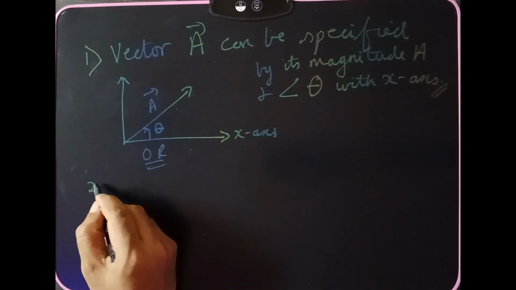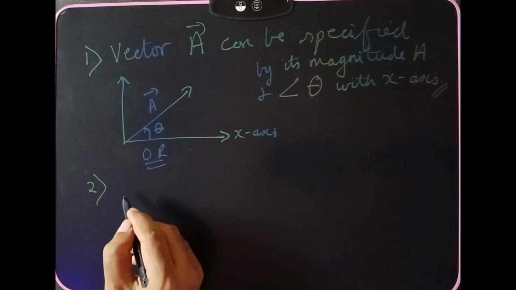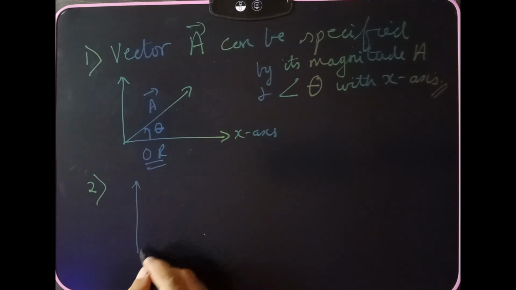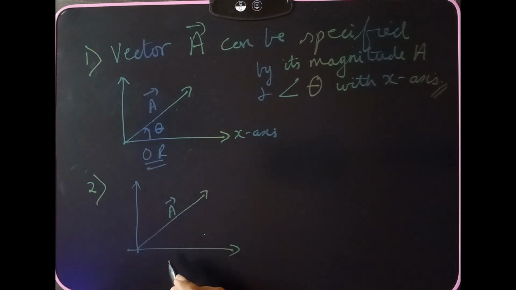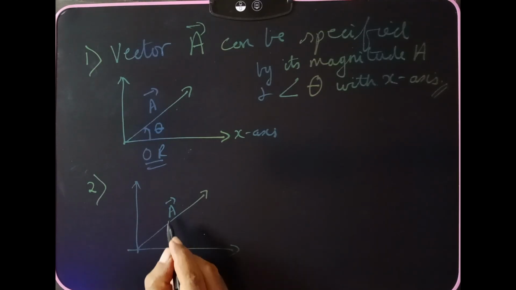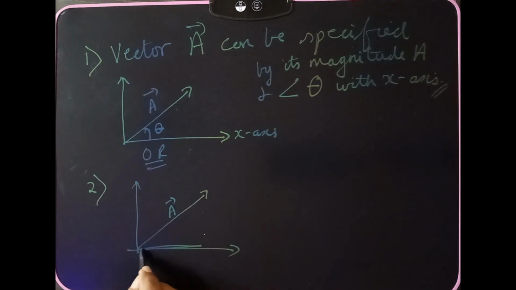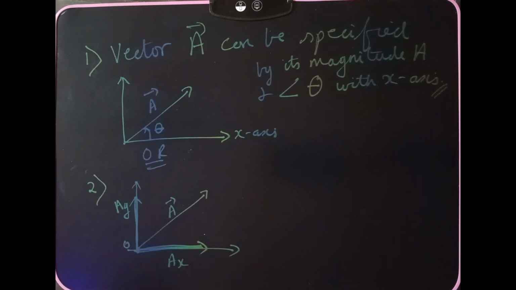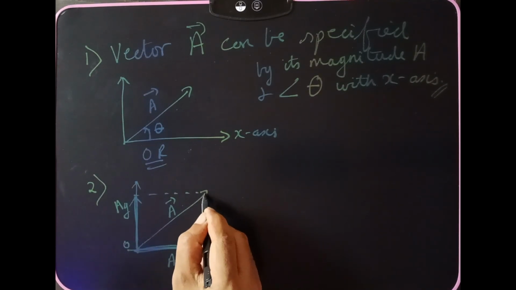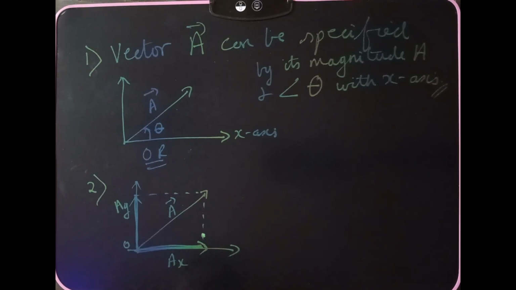Or another way is, we have this vector A. We can take the component of A along x. This component will be denoted as Ax. And the component of A along y will be called Ay. This is the other way of representing the same vector A.